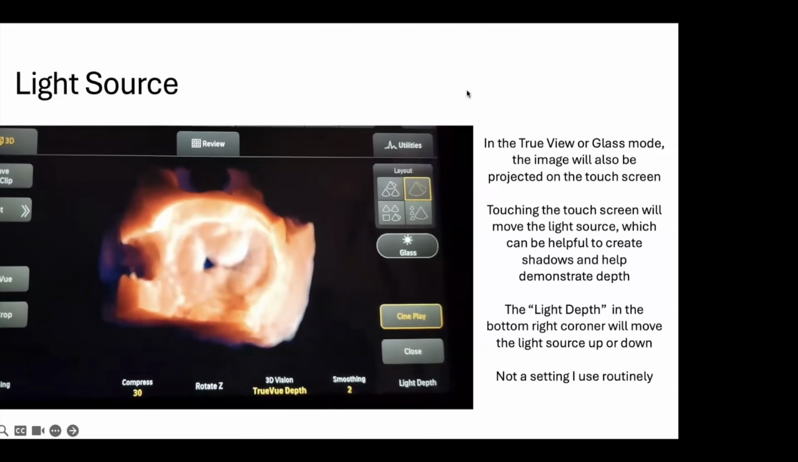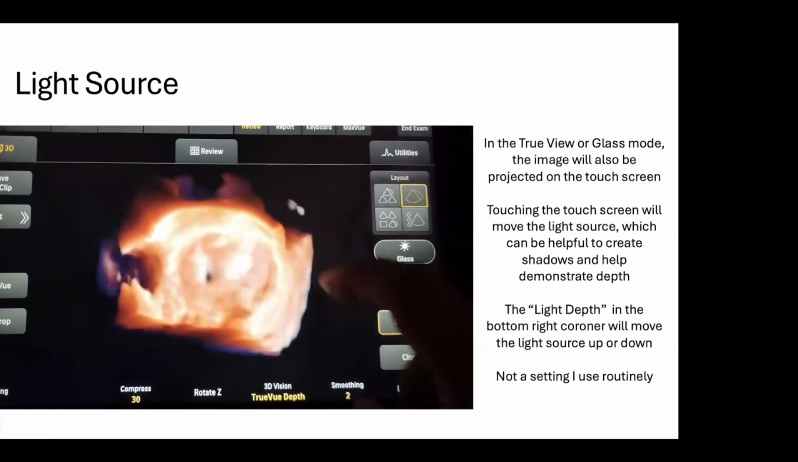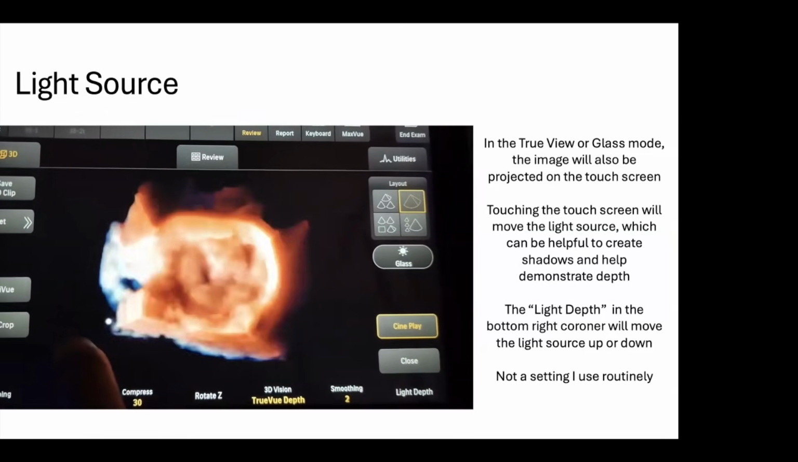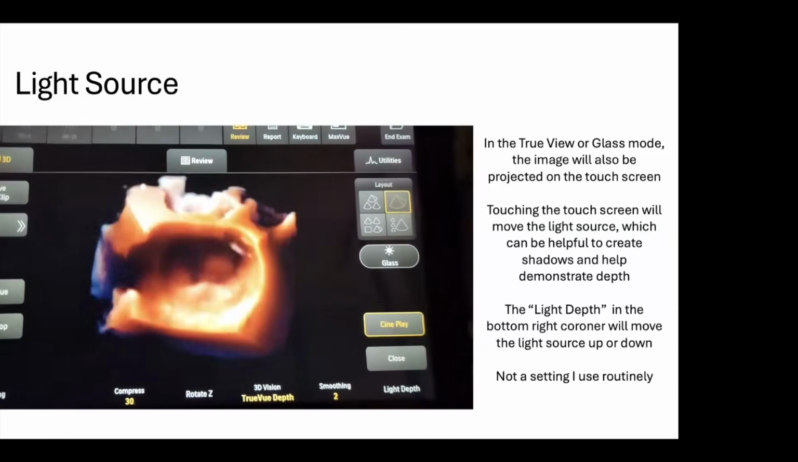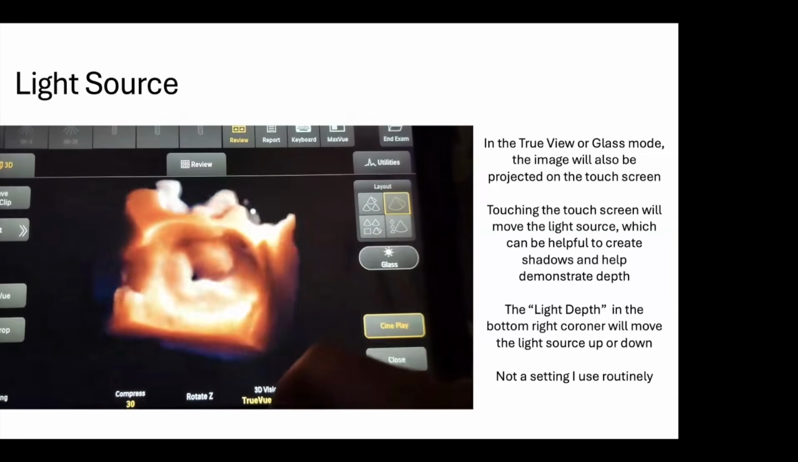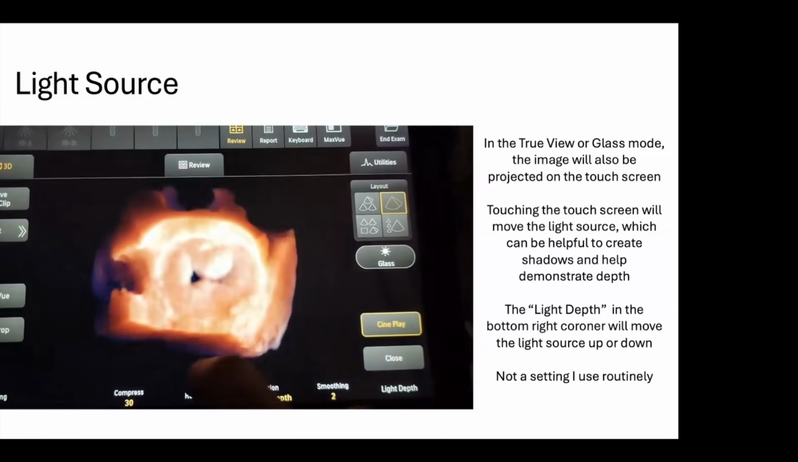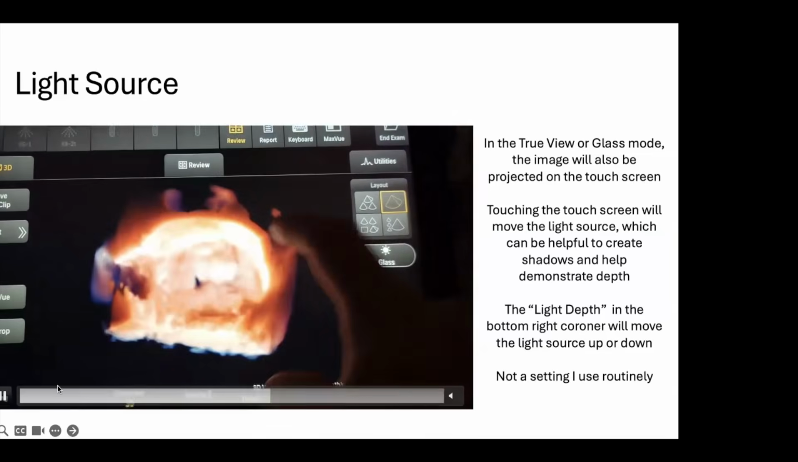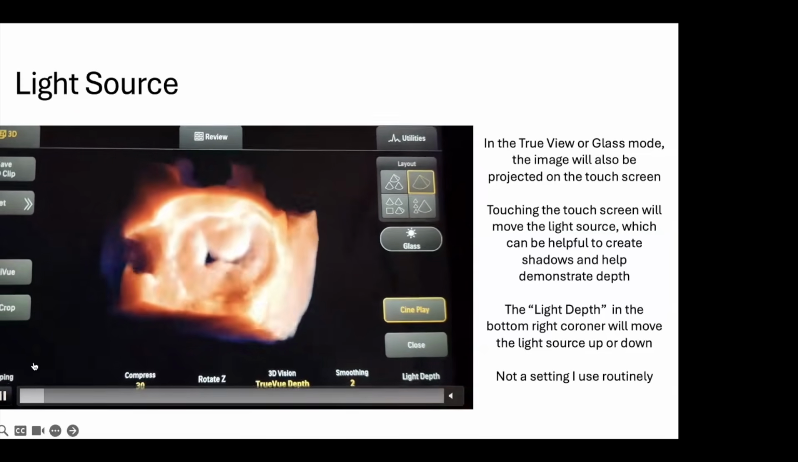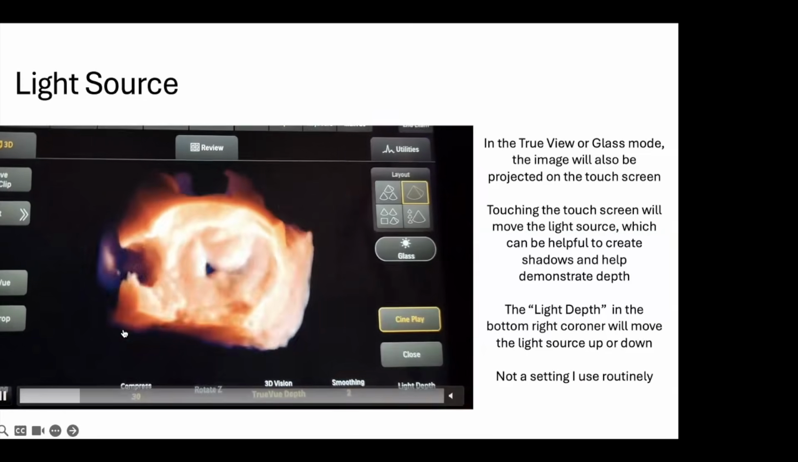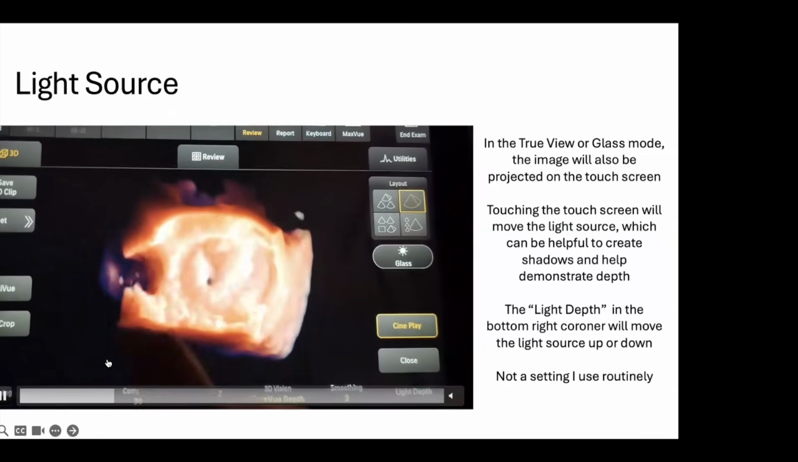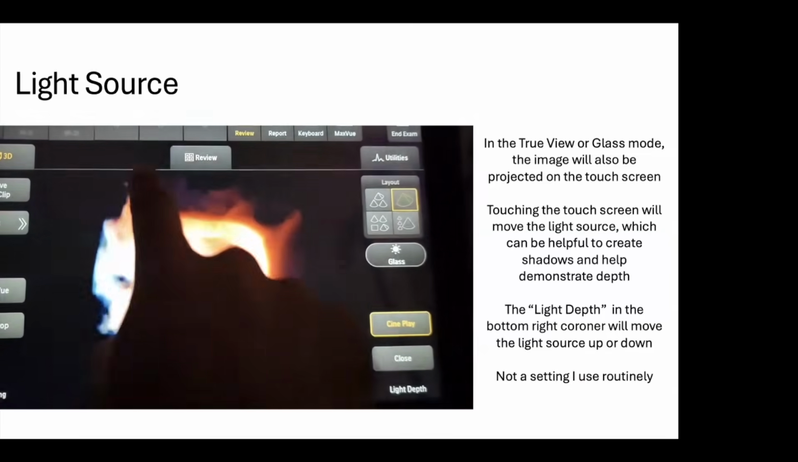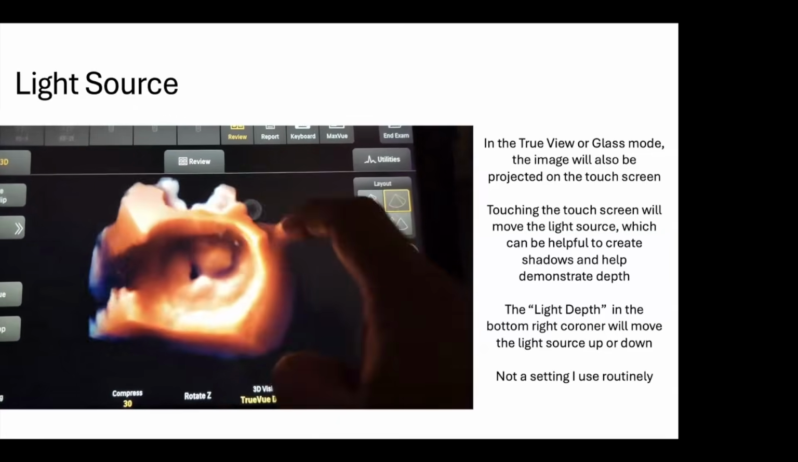And the last thing I'm going to mention is this light source. This is on the touchpad. When you go to the True View, you can actually move around this light source. Where I'm clicking on the screen is moving a light source here, and it's creating different shadows. So I'll show that again. If we click over here, it's moving the light source to the right, then to the left, then up. And it creates these different shadows.